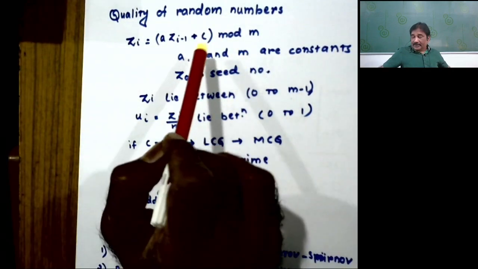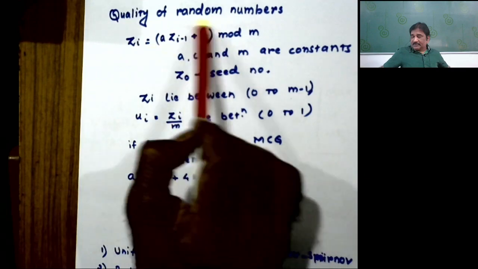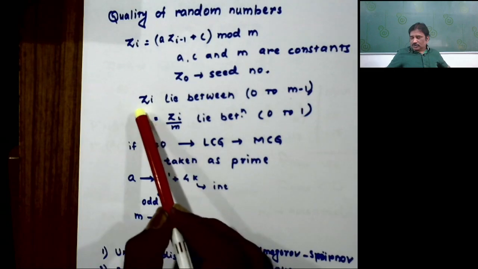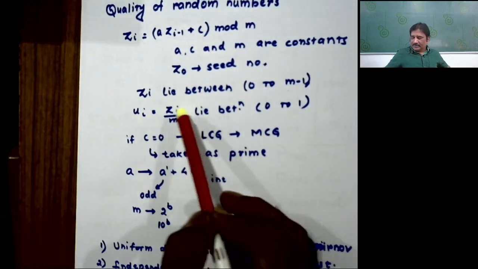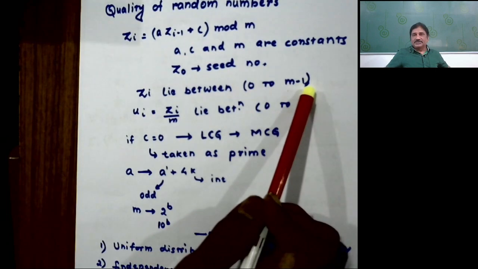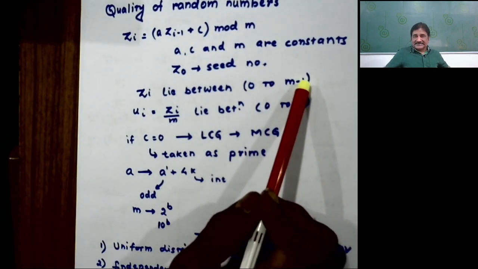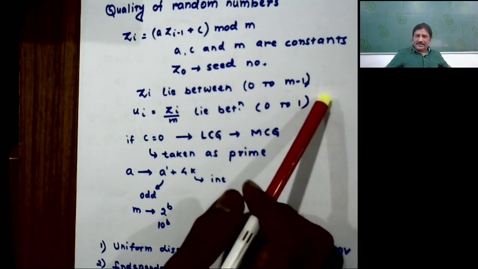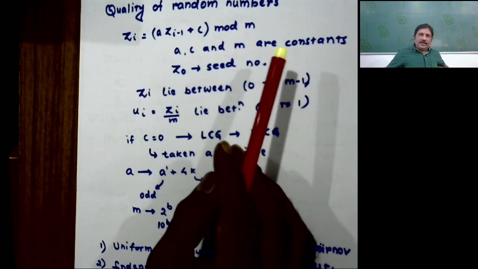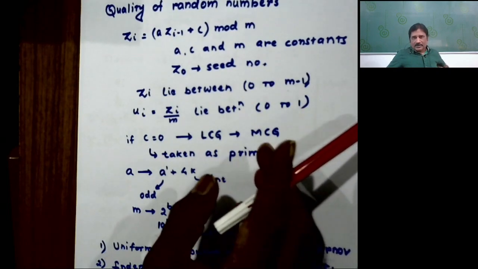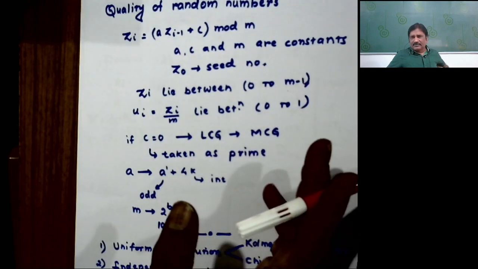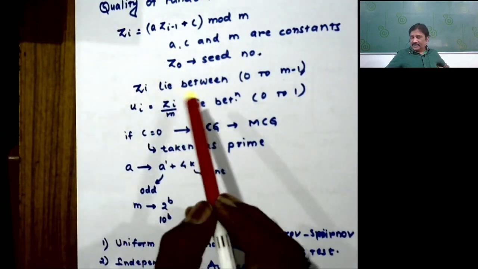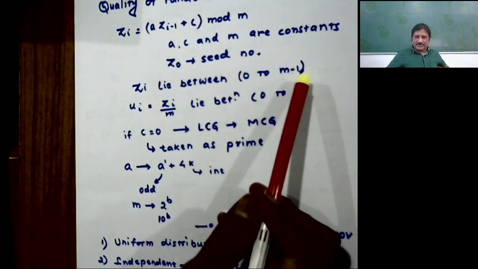When you divide this number by m, the remainder obviously will be less than m and greater than or equal to 0. So zi, the new random number, will always be lying between 0 and m minus 1, all of them being integers. You can test it with common division. If you divide any number by 5, the remainder will range from 0 to 4. It will never be 5, and if it is, then it is a wrong division. So the remainder, meaning the random number, will lie between 0 and m minus 1.